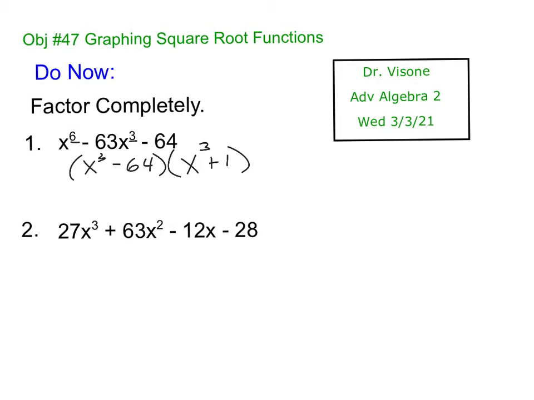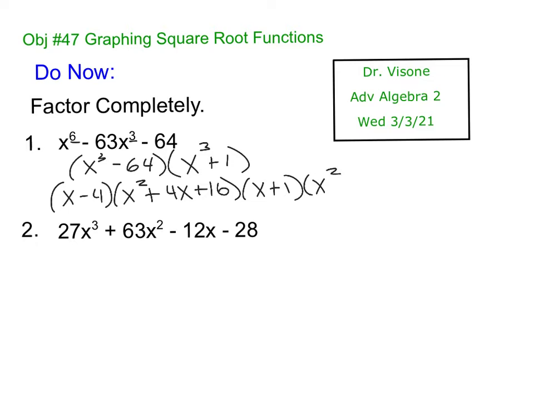So 64 is 4 to the third. So that's x minus 4. And then remember, square the first, switch the sign, multiply them, square the second. And then for the second one, x cubed plus 1, that's x plus 1. Square the first, switch the sign, so 1 minus 1 times x is x, square the second.